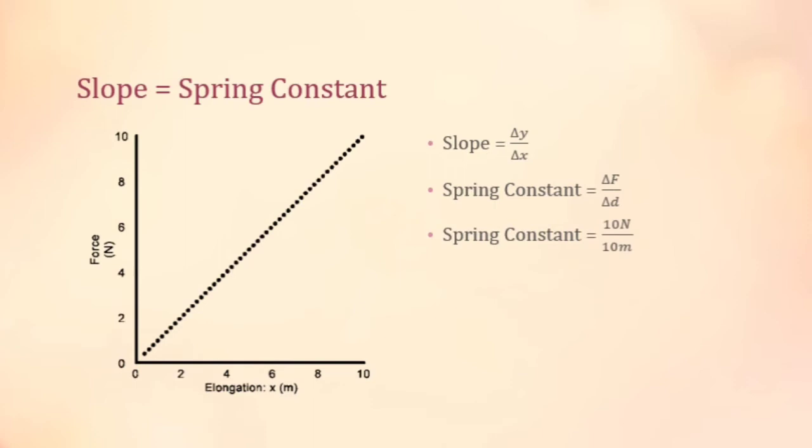So in this particular example, the change in F is 10 newtons, and the change in distance is 10 meters. So our spring constant is going to be 10 newtons divided by 10 meters, which equals 1 newton per meter. So that's pretty much how you find the spring constant from a graph.